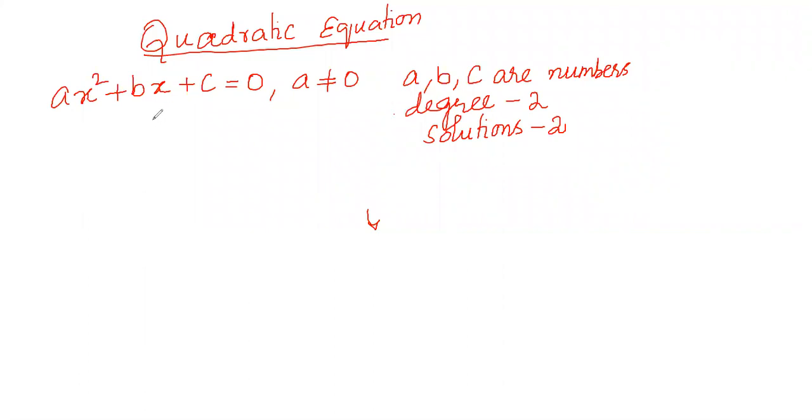b equal to 0, you can have. c equal to 0, you can have. You can have both b and c as 0. So that's not an issue. a should not be equal to 0.